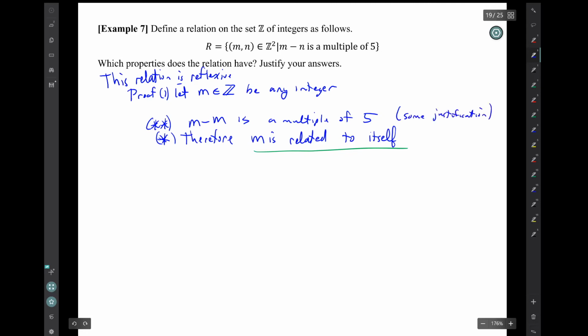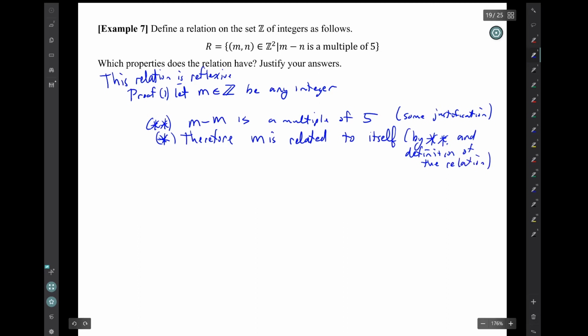We don't know how we're going to justify it, but we have to prove that this is true in order to say that m is related to itself. And so the justification for this last statement is going to be by the second to the last statement and the definition of the relation.